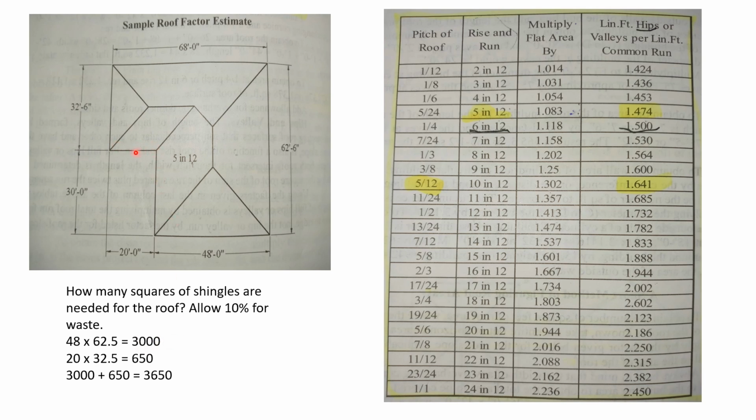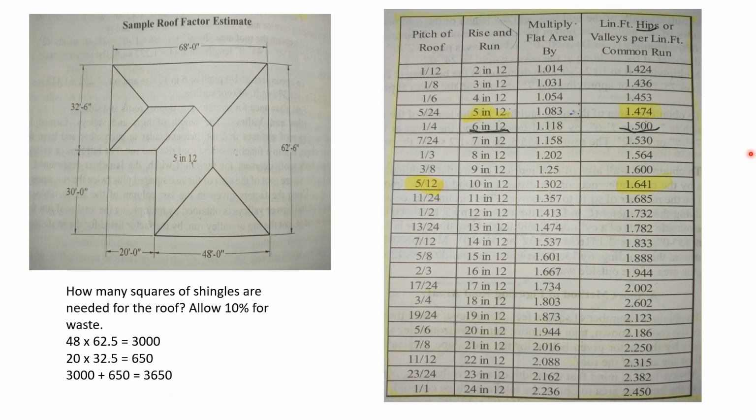And then we'd have this area over here, which is 20 by 32.5. Now, if they didn't give us this dimension, we could say, okay, well, this is 68 and that's 48, so this must be 20. So this area is 20 by 32.5. Then we take 3,000, we add 650, we get 3650. Either way you do it, you still come up with 3650. I just wanted to show you that. You could have done that either way.